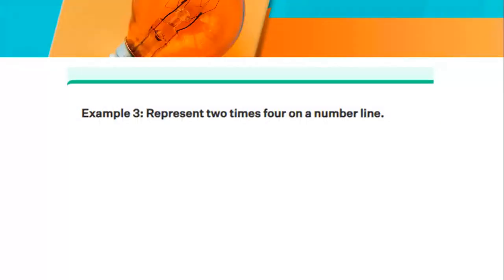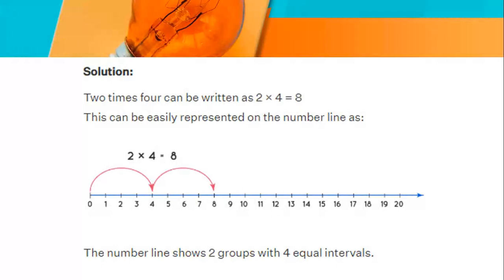Now, represent 2 times 4 on a number line. 2 times 4. Diba? Ibig sabihin, 2 ulit na tag-aapat. And that is like this. So, 0 to 4 and then 4 to 8. 2 ulit na tag-4 on the number line. The number line shows 2 groups with 4 equal intervals.